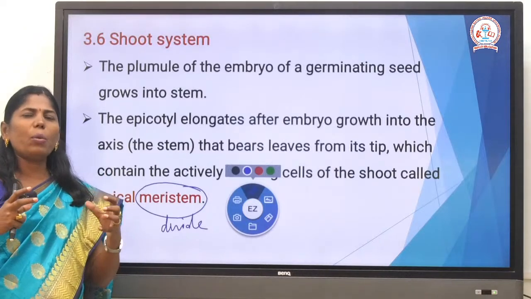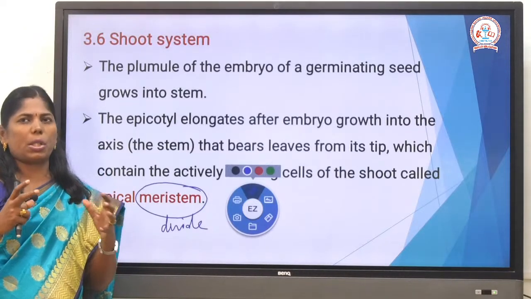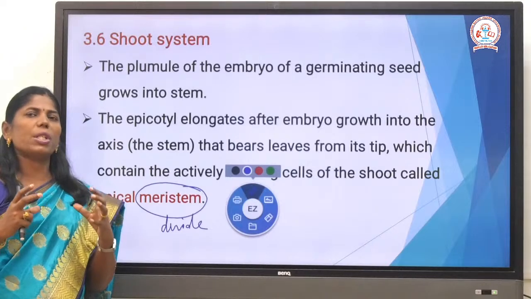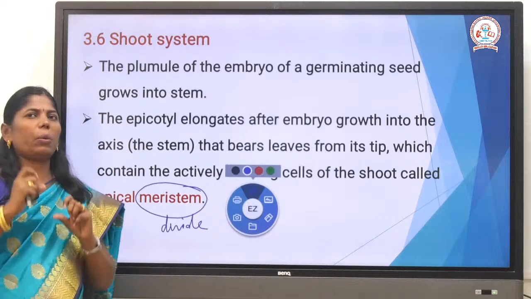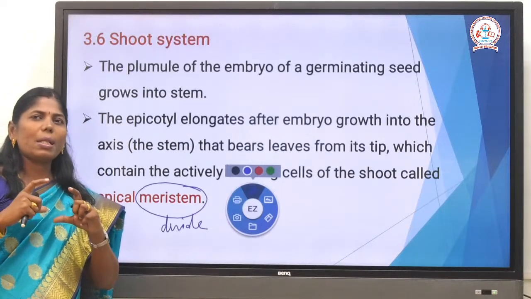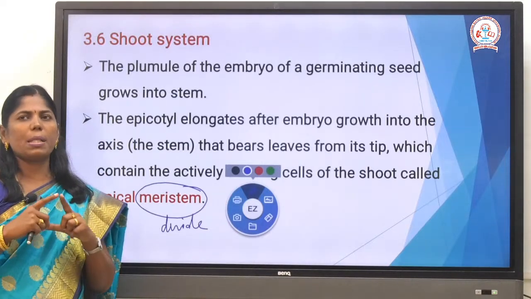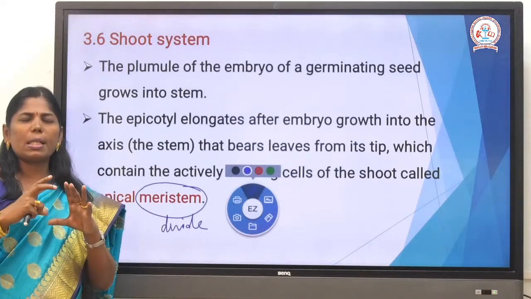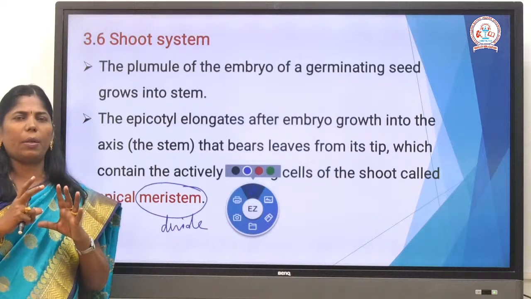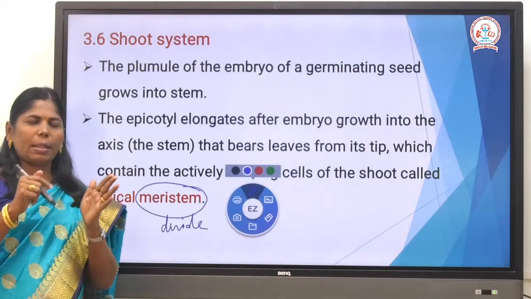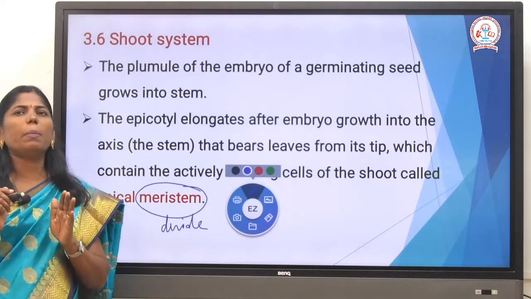The other one is intercalary meristem. The intercalary meristem is present in the internode, okay, the distance between two nodes. So that is known as internode elongation. When the internode elongation increases the length, automatically the height of the plant increases. So internode elongation is carried out by intercalary meristems, okay.